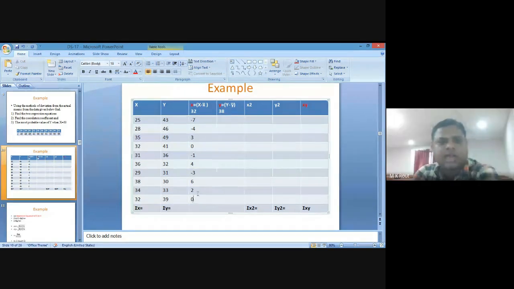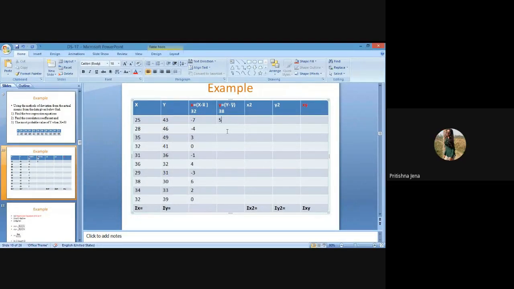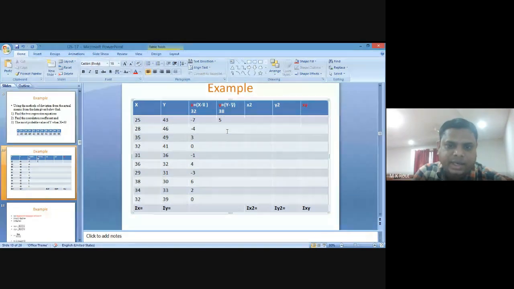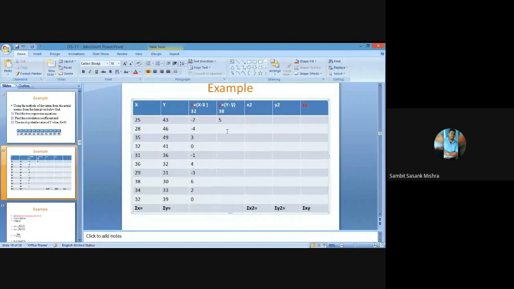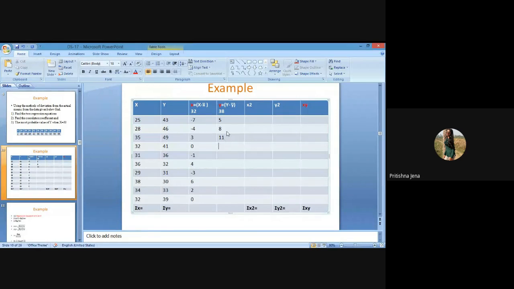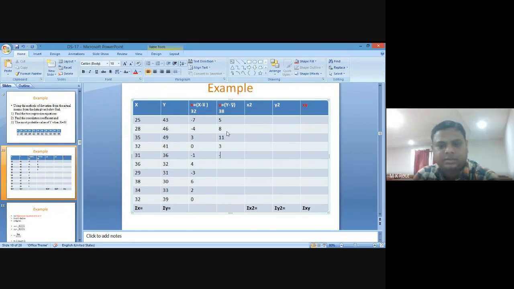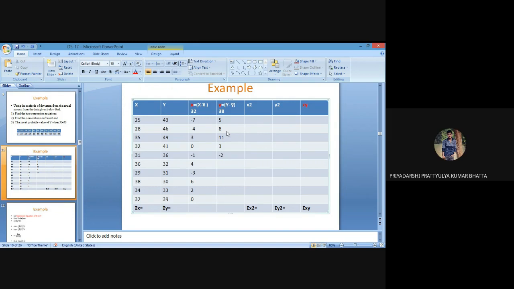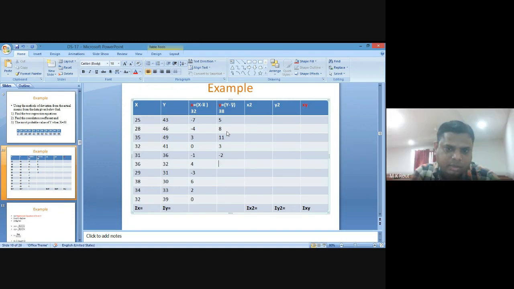Similarly, calculate small y in case of the y variables. 43 minus 38 is 5. Again, 46 minus 38 is 8. Next, 49 minus 38 is 11. 41 minus 38 is 3. Next, 36 minus 38 is -2. Next, 32 minus 38 is -6.